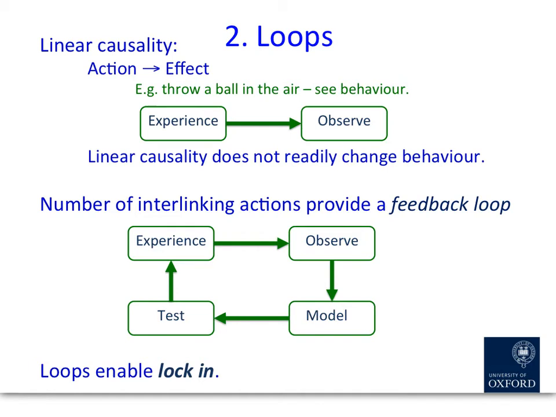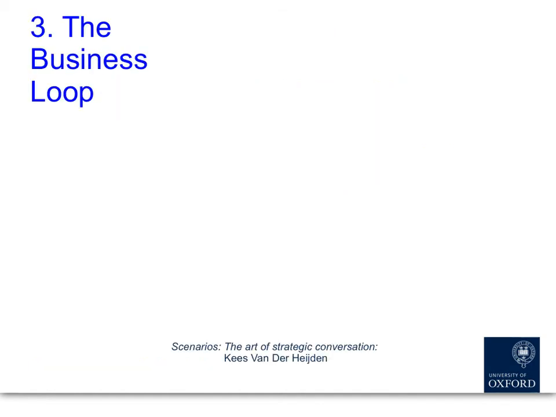So how do we apply this to the business? Let's consider the business loop. This was first put forward by Kees van den Heijden, and I would strongly suggest you go and read his book, Scenarios: The Art of Strategic Conversation. It's an excellent book which provides a good overview of how to apply strategy to businesses.